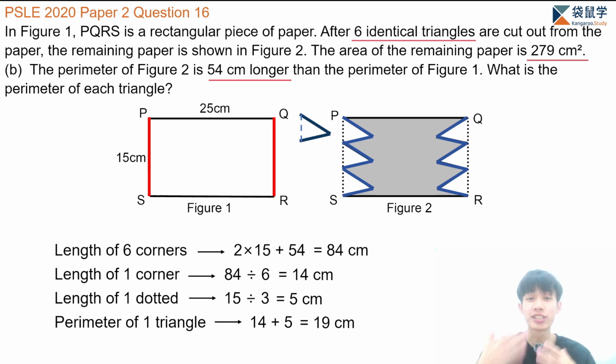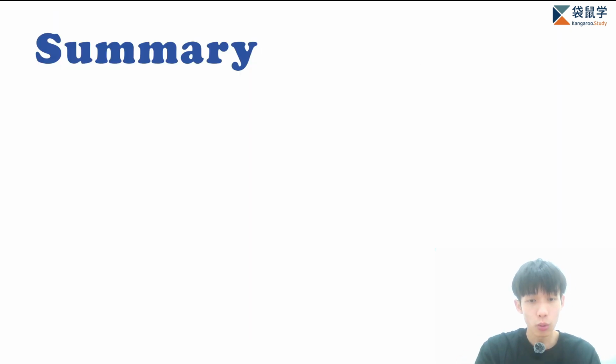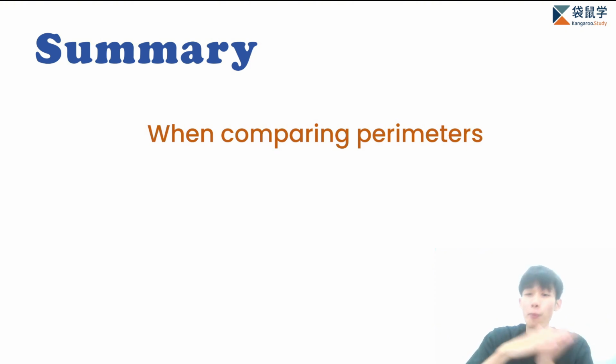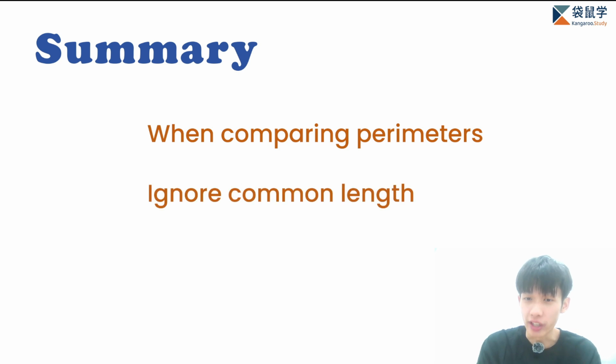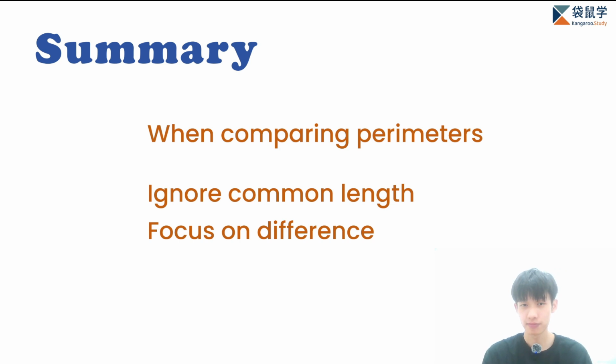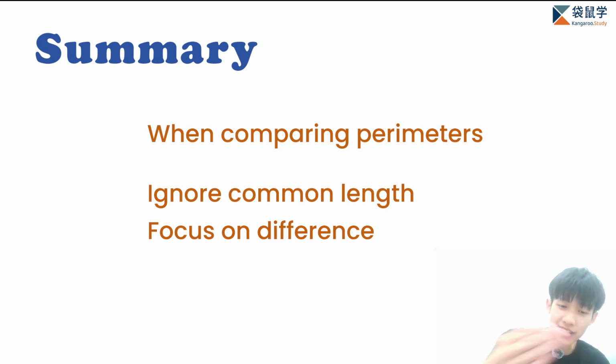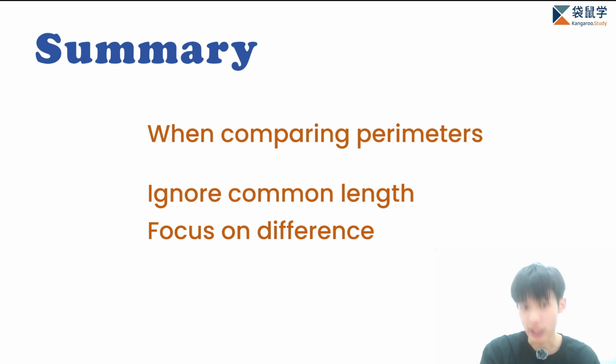So let's do a summary for this one. This question B is the most important part, comparing between perimeters, as it gives us the difference of the perimeters. So when we're comparing perimeters, we can ignore the common length they have and only focus on the difference. Whenever the question gives us the difference of perimeters, or we are finding the difference of perimeters, we can do the same thing. Ignore the common, focus on the difference.